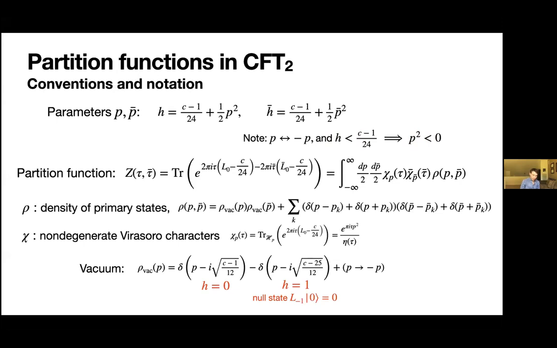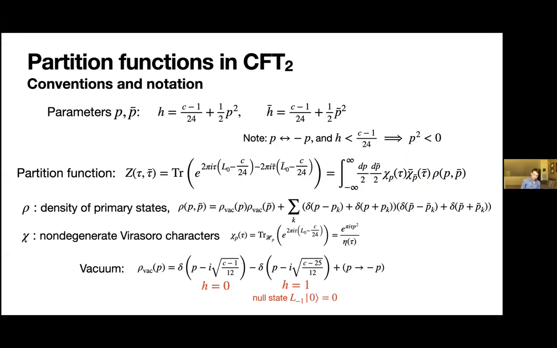Okay, so in that language, we can write the partition function, which is just the usual trace over the Hilbert space, as an integral over the characters of the theory times some density of states in terms of these P and P bar. And we're including these factors of 2 so we don't overcount from this symmetry.